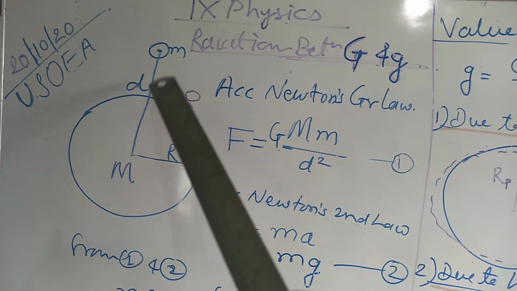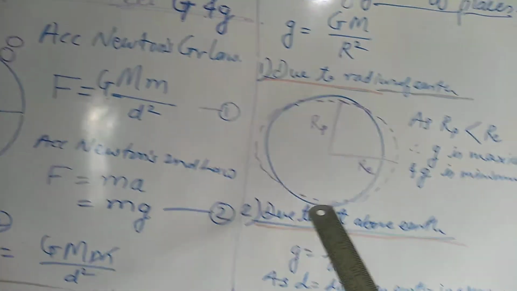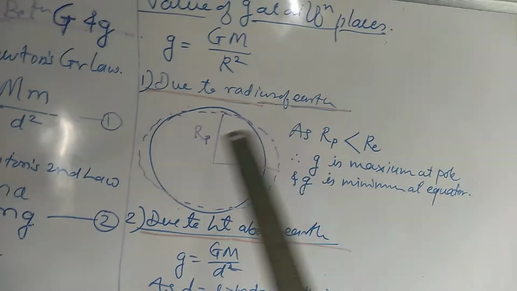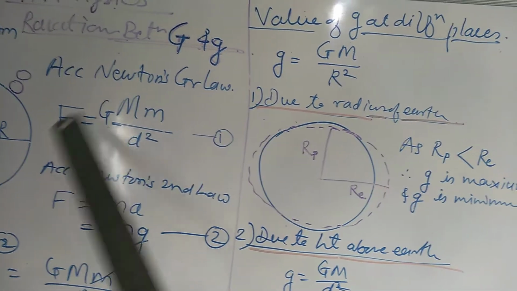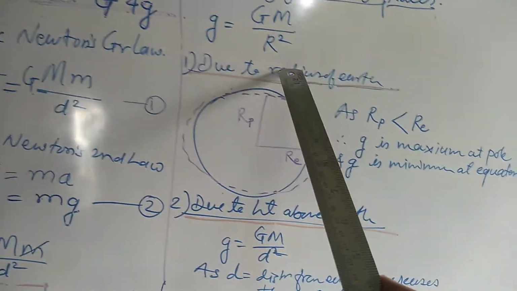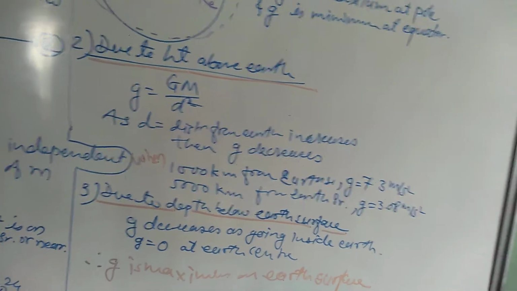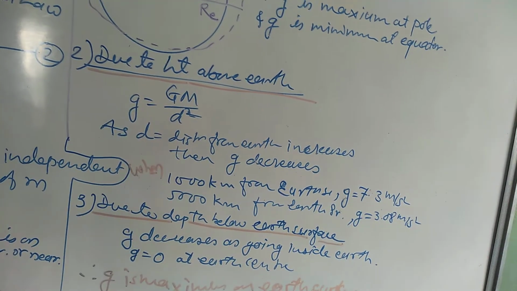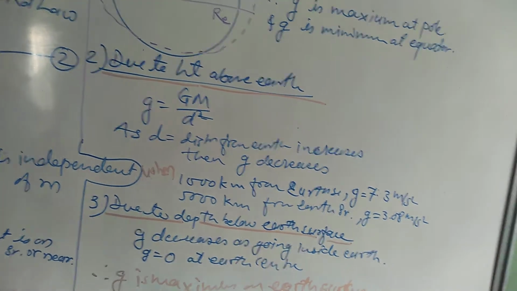Now when we are going away from the earth surface, as I have shown here, if the object is away from the earth surface, as it is going away, this distance is increasing. As this distance is increasing, the value of g should be less. So we can conclude that as the object is going away and away from the earth surface, g decreases.